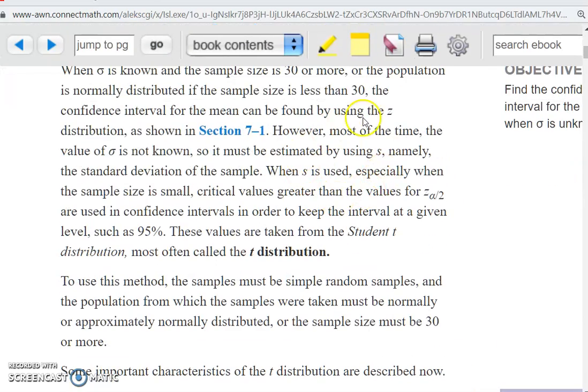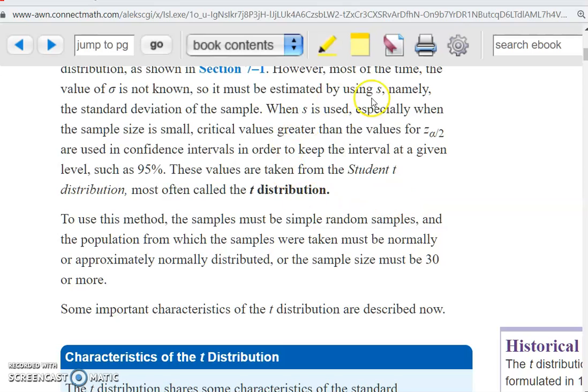Okay, and as the author says here, most of the time the value of sigma is not known, so what we have to do is our best guess. So we have to essentially estimate what sigma is. I don't like that word estimate because we're using estimate in a different way here. We're not estimating what sigma is. What we're doing is saying, hey, listen, I don't know what sigma is. The best I can do is use S. S is the standard deviation for the sample. So I'm not really estimating what sigma is. I'm just putting in my approximation to make the calculations work.